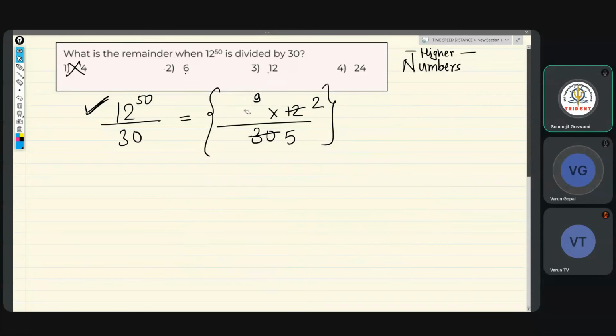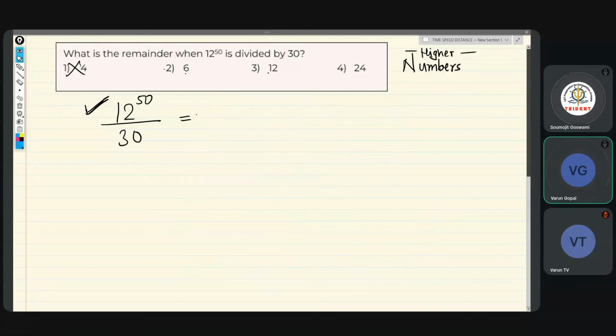Okay. Wait, one doubt. Yeah. 12 raised to 4 into 12 into 12, isn't it? Yeah. Can you please undo what you have done?